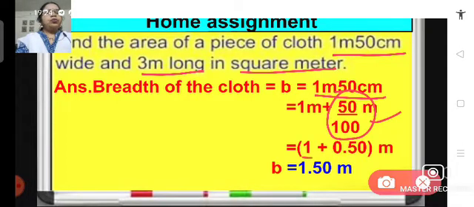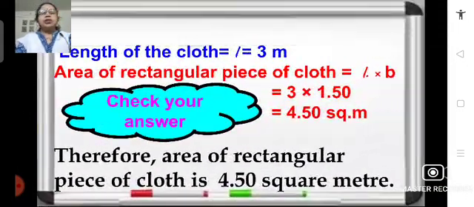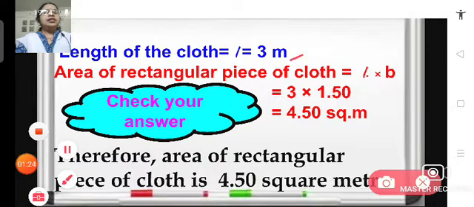So it becomes 1 plus 0.50 meters, isn't it? Because 50 upon 100 becomes 0.50. So what will be the breadth? By adding these two, we get 1.50 meter as the breadth of this cloth. Now the length is given as 3 meters. So this is the length given.